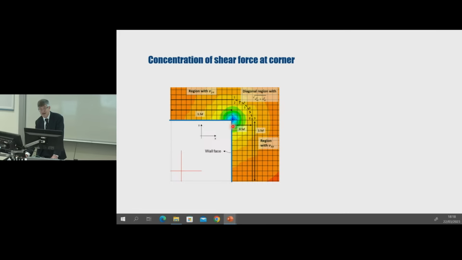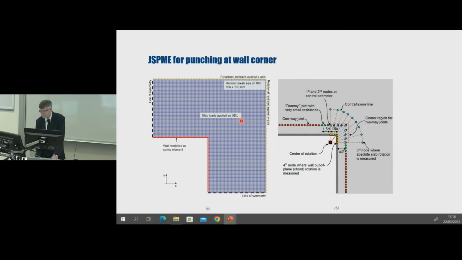This slide illustrates the problem. It's showing the through-thickness shear force. We see that the shear force concentrates around the corner where there's a potential issue of punching failure. We modeled the transfer of load from the slab into the wall using the joint shell punching model. So around the corner of the wall, we positioned punching shear joints. Then we have a small gap, and then we introduce one-way linear joints which simulate one-way shear.